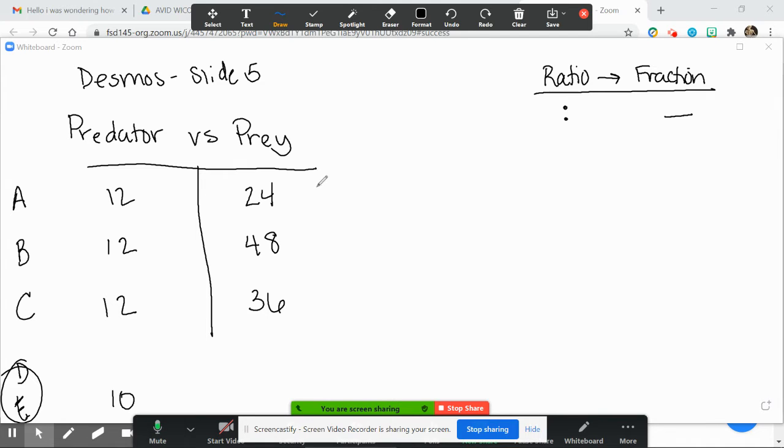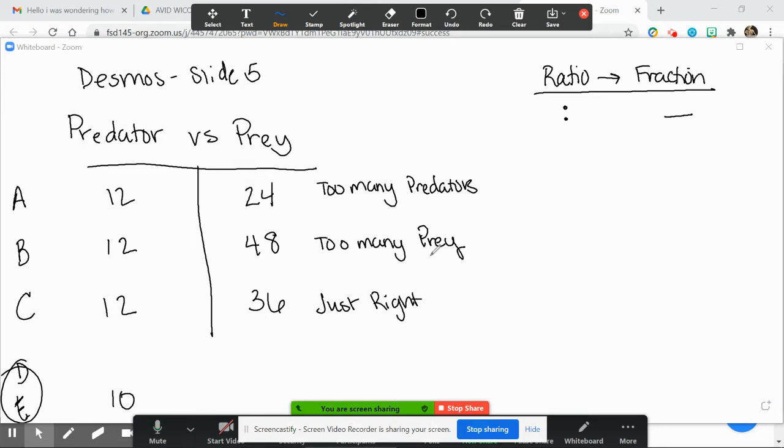So the predator-prey in pond A, they are saying that there's too many predators. And in this one, they are saying there's too many prey. And they're saying this one is just right. So if we think about Goldilocks and the three bears, this one has too many predators, this one has too many prey, but this one is just right. And it's how it balances together.